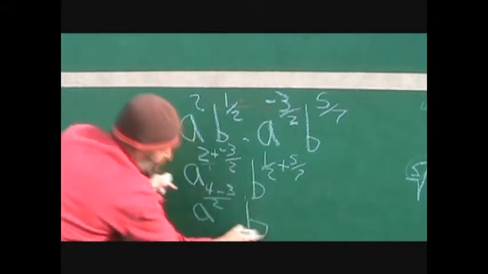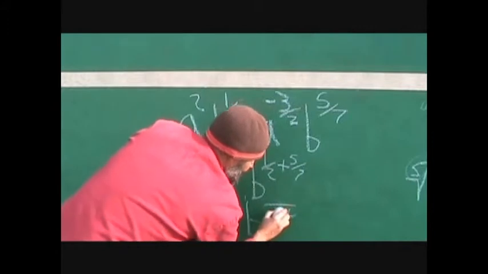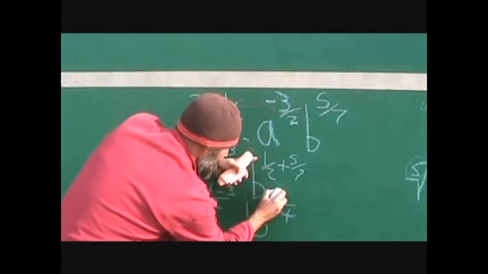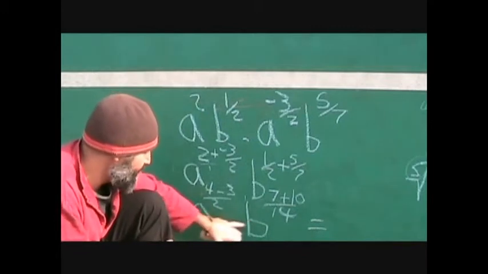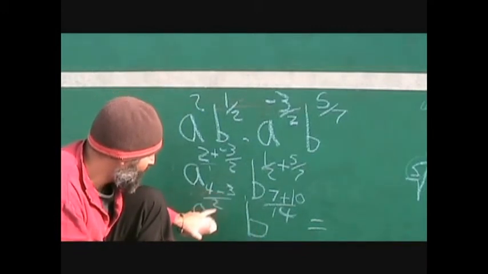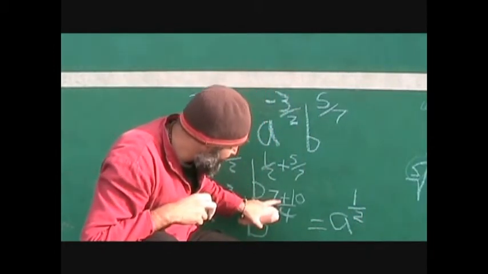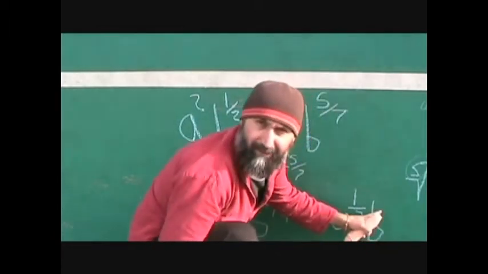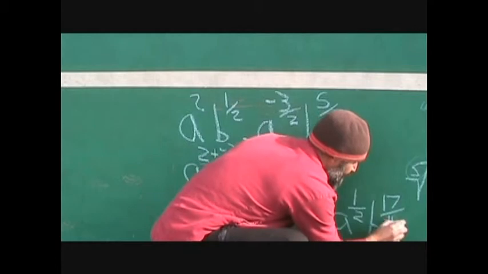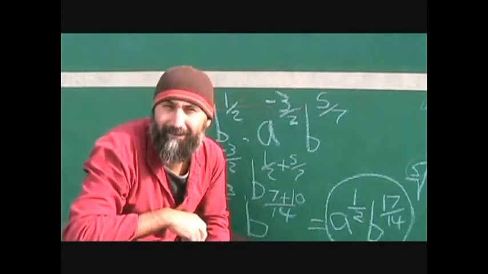The b becomes, the common denominator between 2 and 7 is 14. Multiply this by 7, so that becomes 7, plus multiply that by 2, so that becomes 10. So we got this. 4 minus 3 is 1, so this becomes a to the power of 1 half. And for the b, it's 7 plus 10 is 17, so it's b to the power of 17 over 14. Cool. Does that make sense? Hopefully.